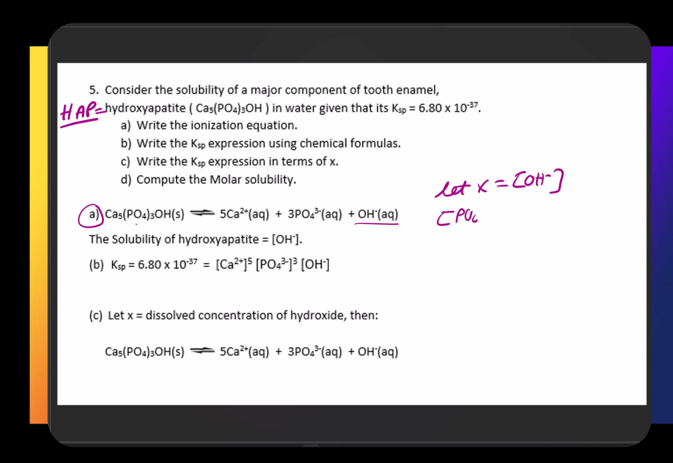Then the dissolved phosphate concentration is going to be 3 times X, and the dissolved calcium concentration is going to be 5 times X. So then you substitute for calcium: for this whole thing here, you substitute 5X, which you take to the 5th power. For phosphate, it's 3X to the 3rd, times X for hydroxide. So that's how you get the KSP expression for this.